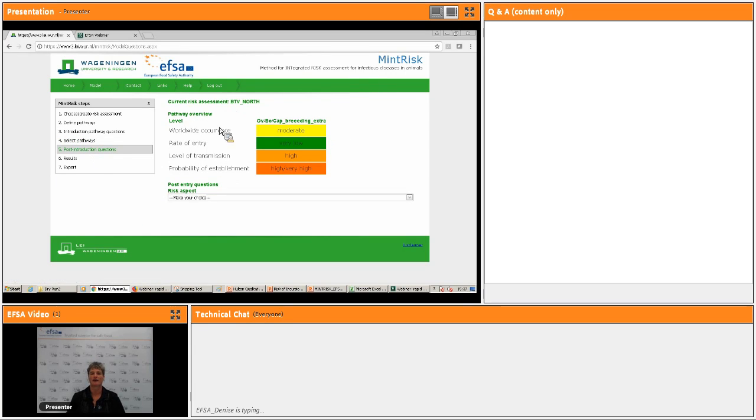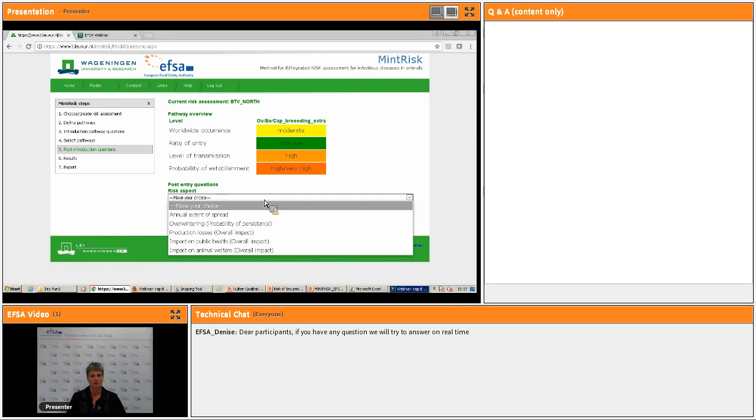When I do that, I get an overview of the results from the risk assessment of all the different building blocks that together create the risk of introduction. And the most essential one here in this case is the very low rate of entry risk, which leads to an overall low risk. When you continue from that, there are 5 building blocks that tell you how to deal with the spread of the infection and the impact of the infection.